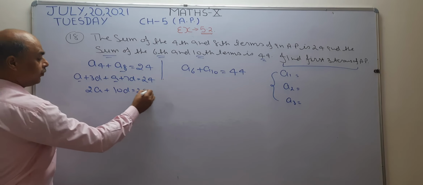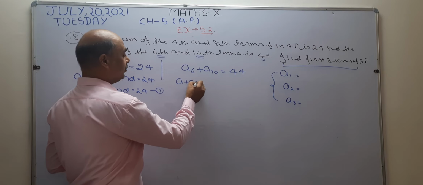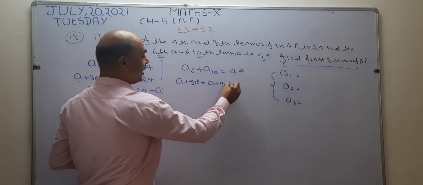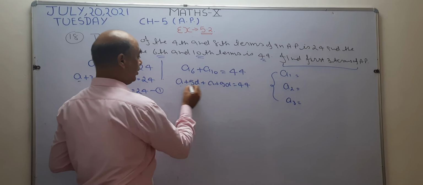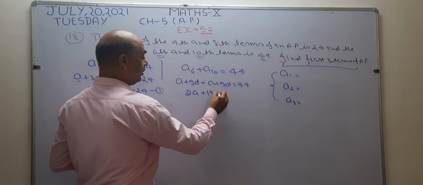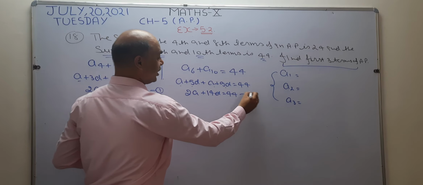In the same way, a6, the 6th term of the AP. How will we find the 6th term of the AP? a plus 5d. How will we find the 10th term of the AP? The formula is a plus 9d, equal to 44. Now a plus a again 2a. 5 plus 9 becomes 14d, equal to 44. This is your second equation.